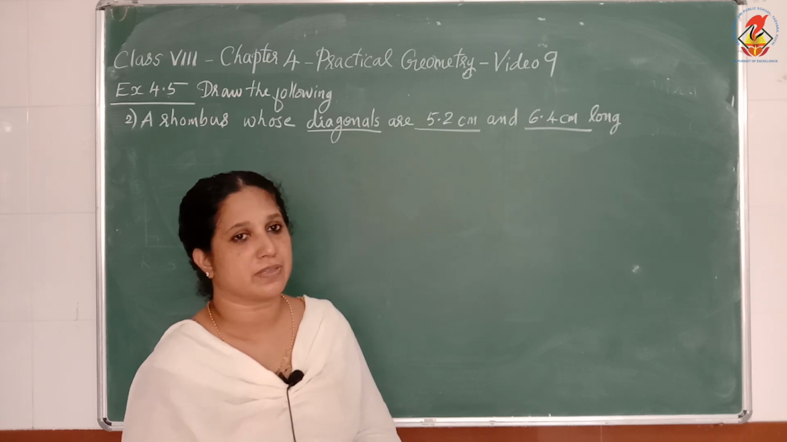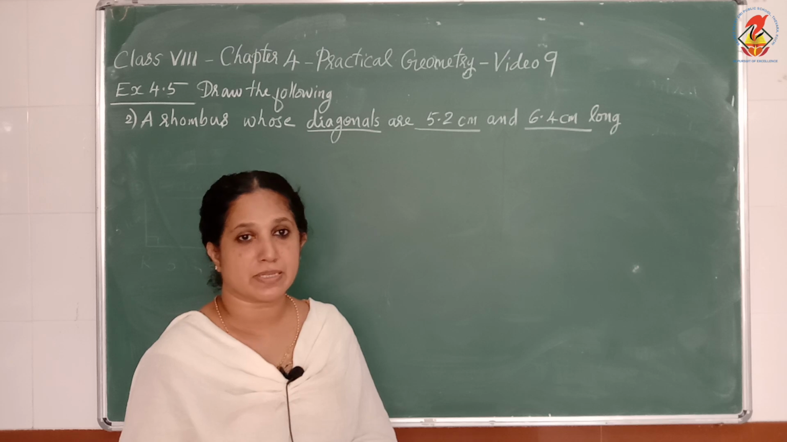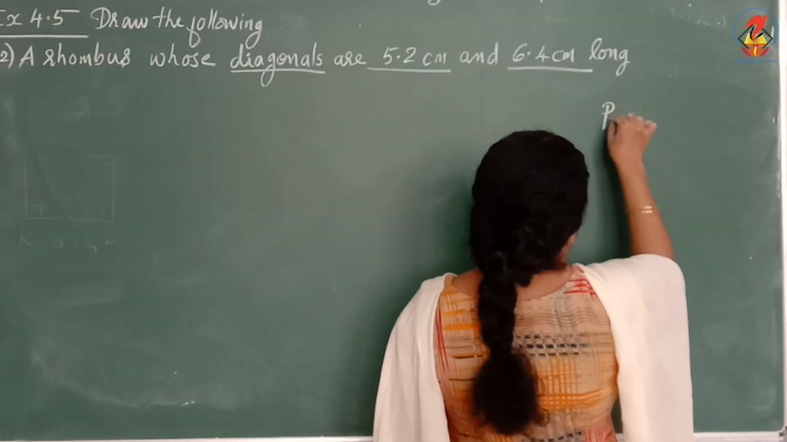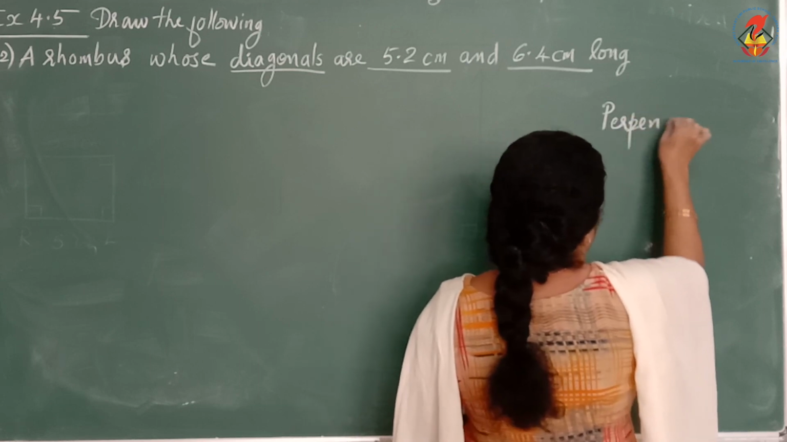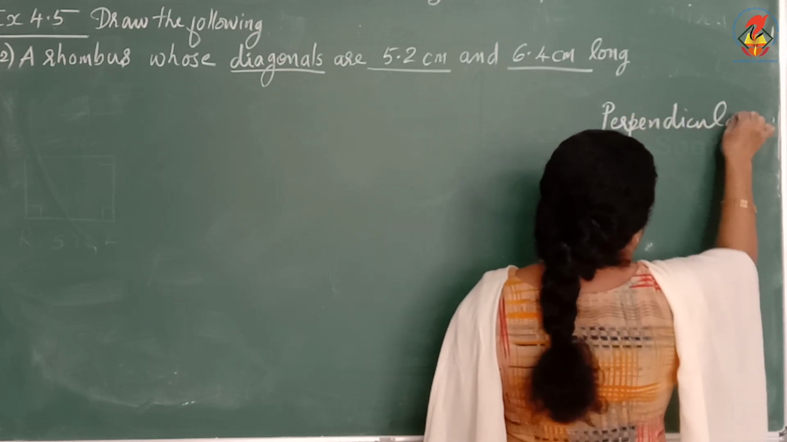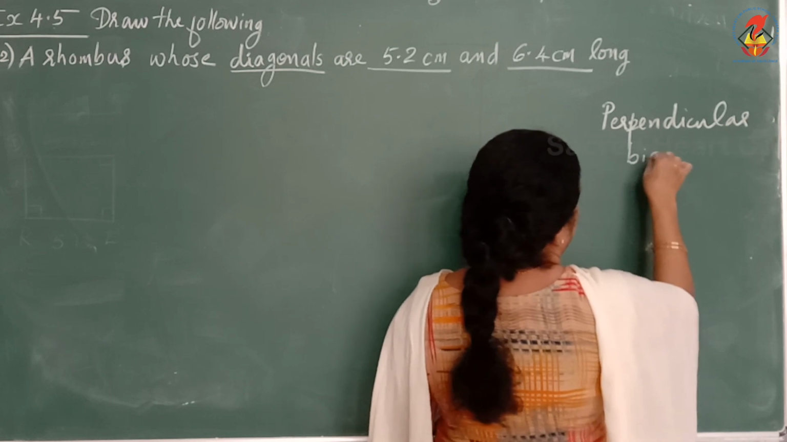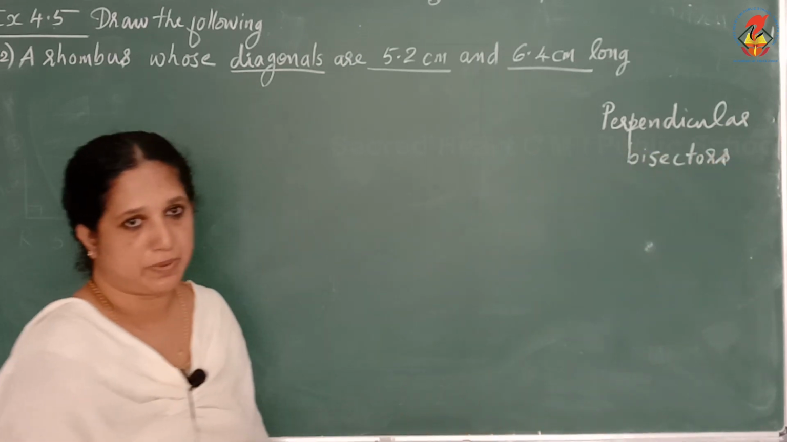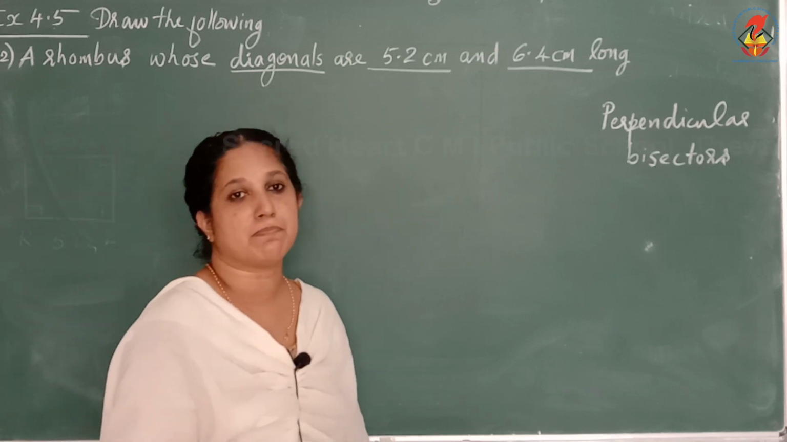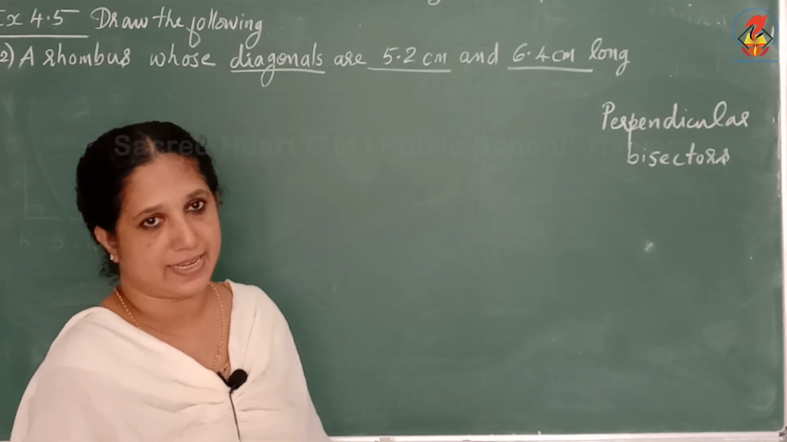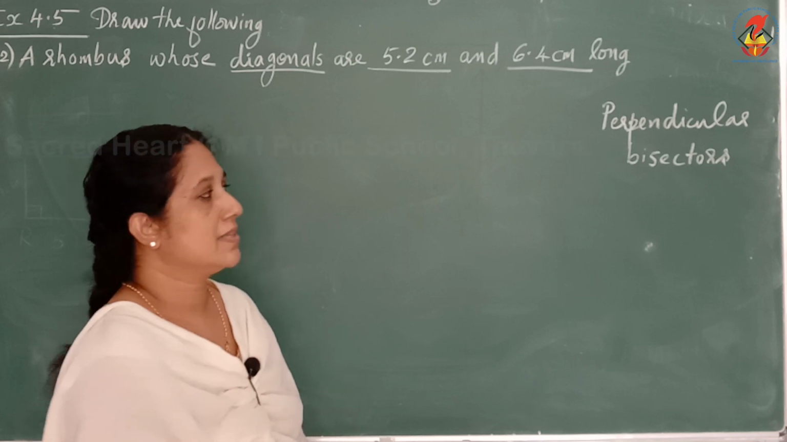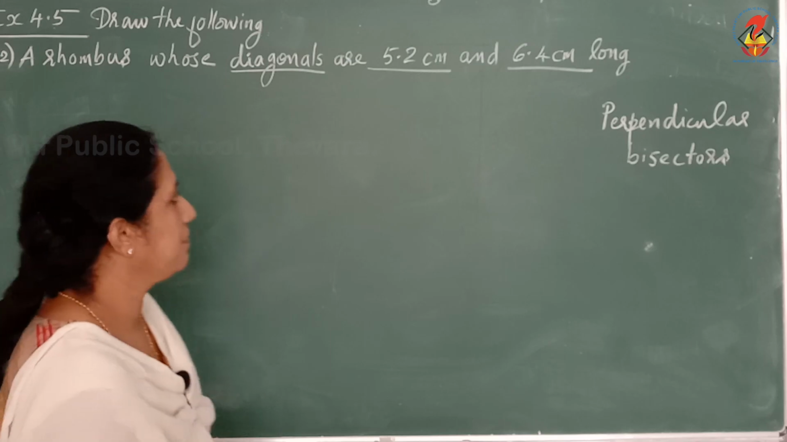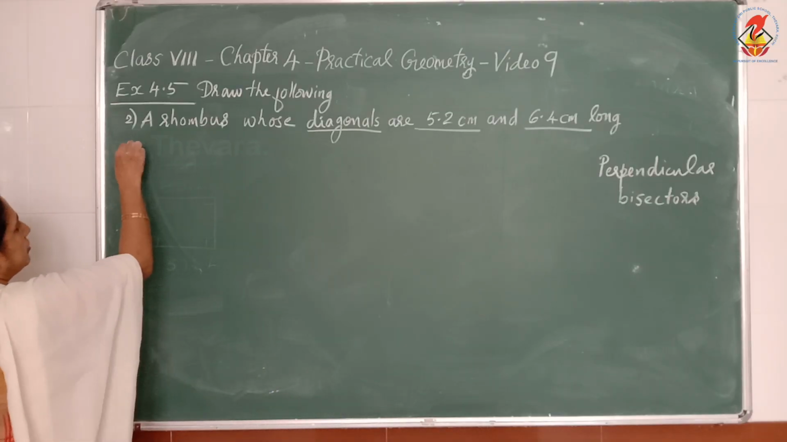So what is the meaning of that? The diagonals of a rhombus are perpendicular bisectors of each other. So you have to take that property. The diagonals of a rhombus bisect each other at right angles, which means they are perpendicular bisectors of each other. So first of all we have to draw the rough figure.